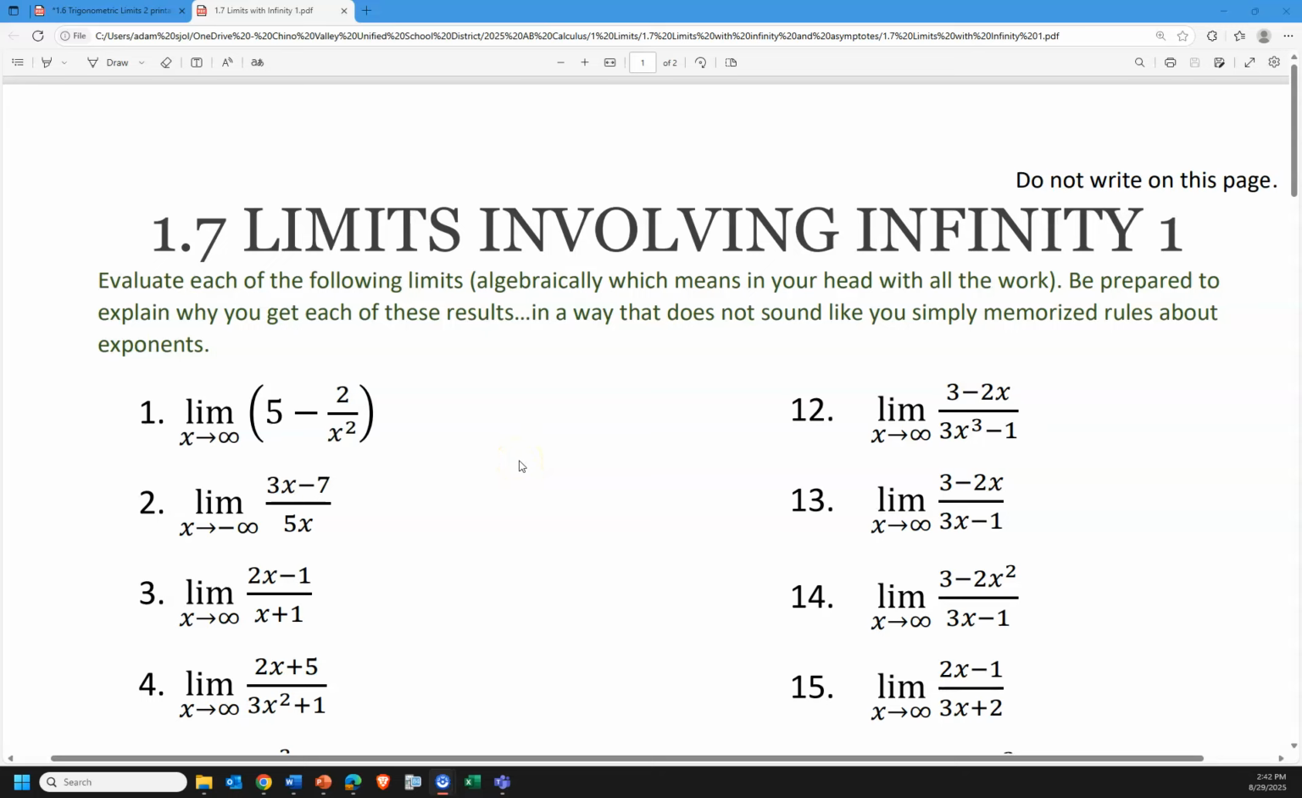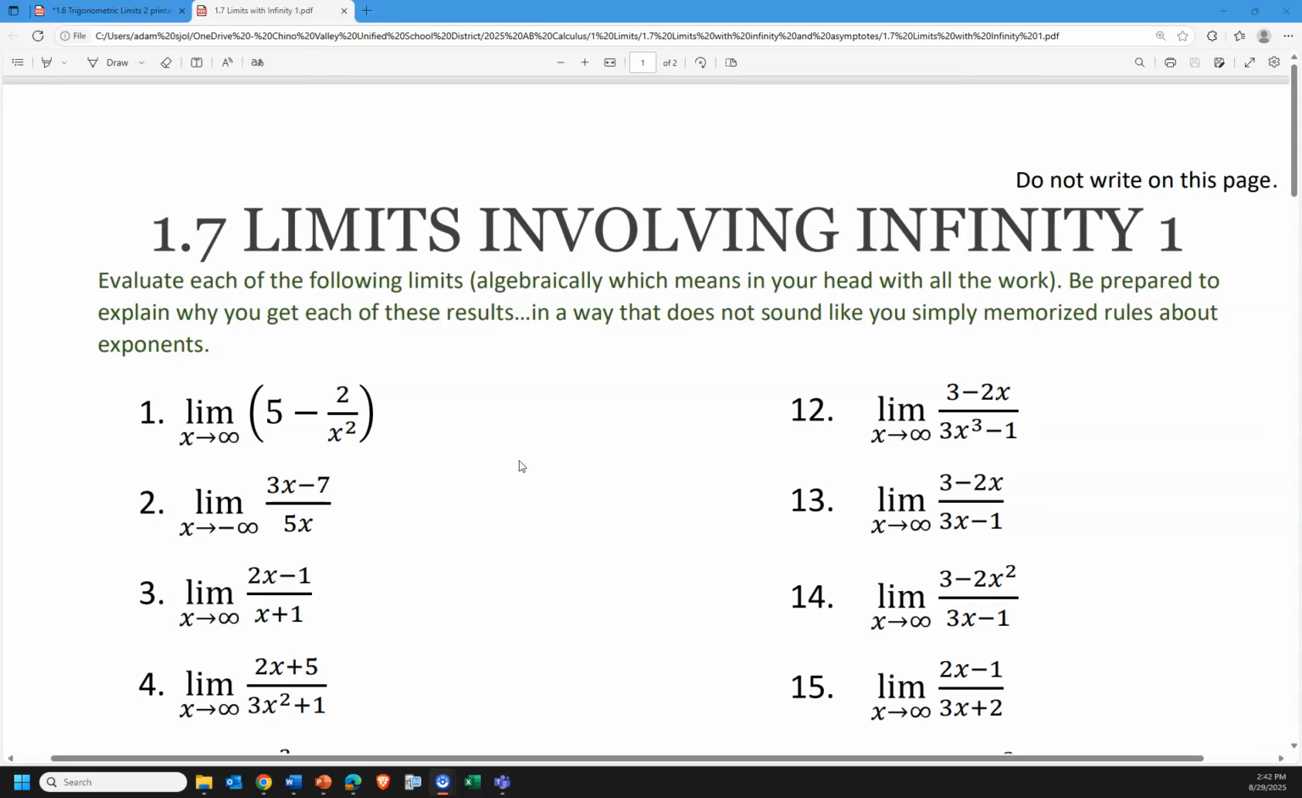When we're doing limits involving infinity, ideally you can do all the work in your head. I don't know if it's stupid to make a video explaining everything that's going on in my head, or maybe I should write more. Students in my class give me feedback. So I'm going to explain why we get each of these results. Maybe I'll end up writing a little bit more.